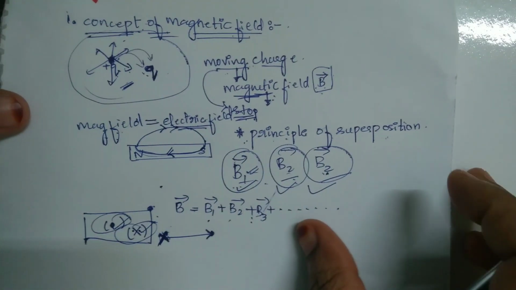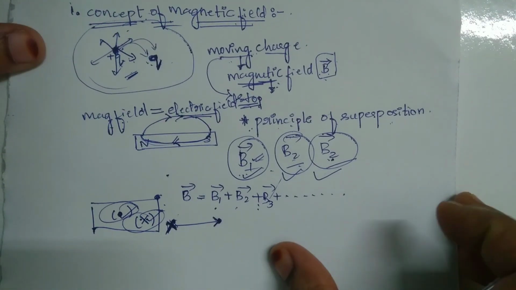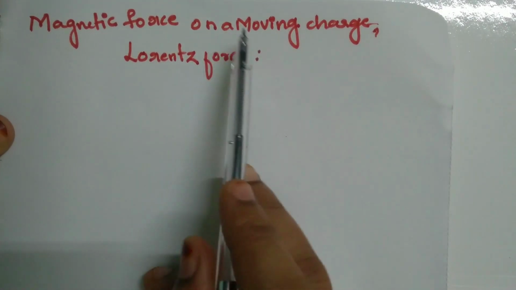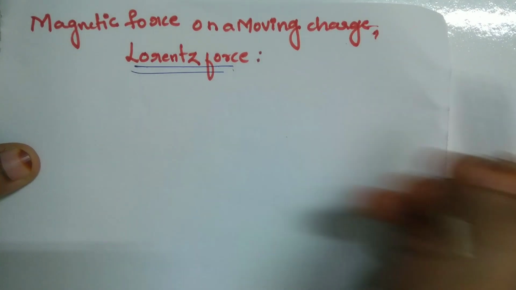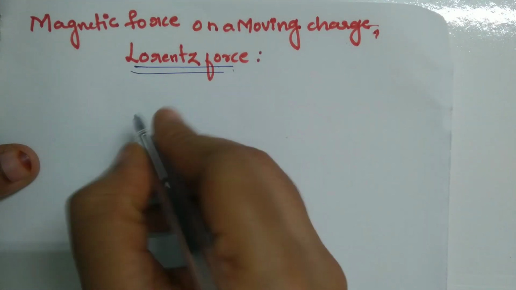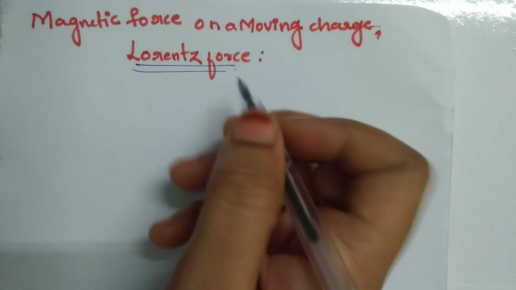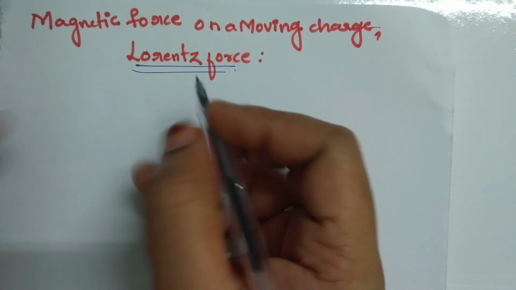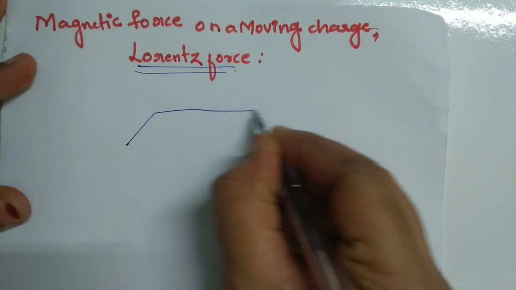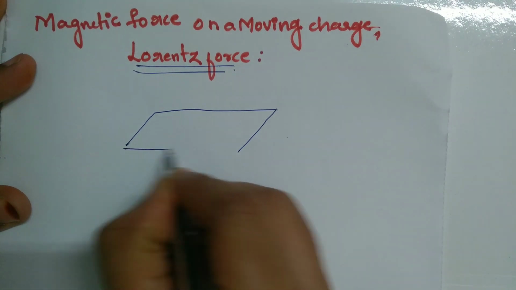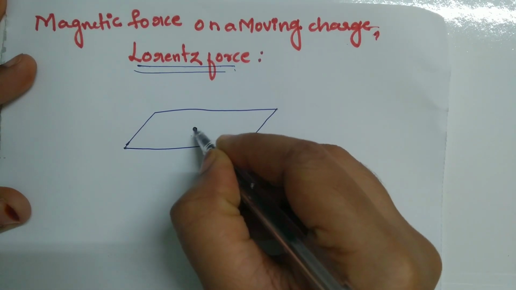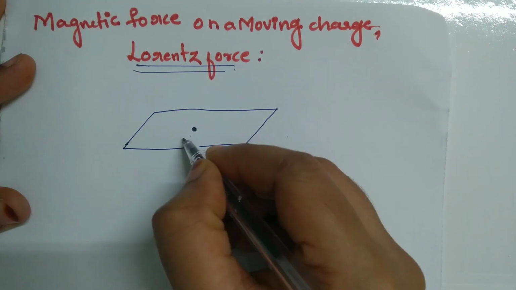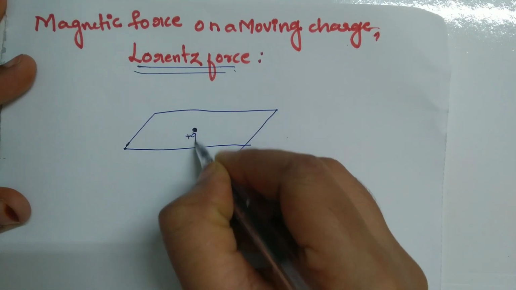Now what is magnetic force? Okay, here in the next, magnetic force on a moving charge. That is also known as Lorentz force. So let us understand what is a magnetic force on a moving charge. Suppose you have one plane. Let us consider this is the plane and we have the charge which is at point P, and we have a positive charge.